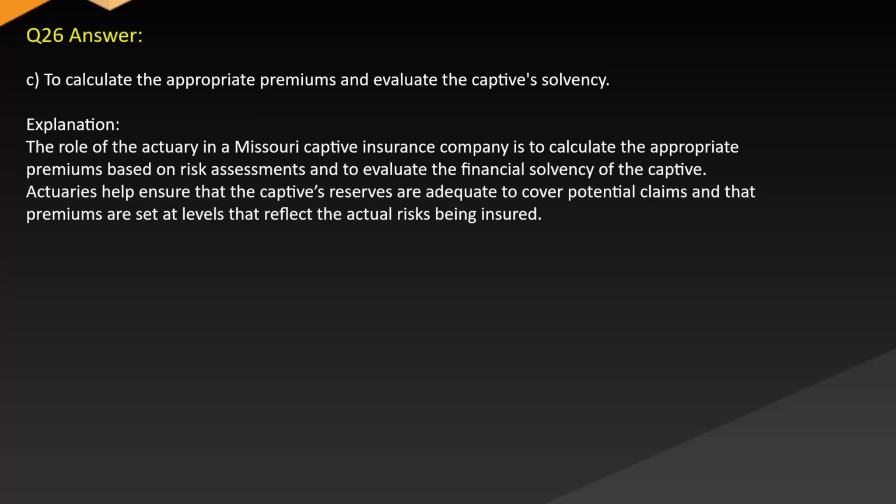Answer. C. To calculate the appropriate premiums and evaluate the captive's solvency. Explanation. The role of the actuary in a Missouri captive insurance company is to calculate the appropriate premiums based on risk assessments and to evaluate the financial solvency of the captive. Actuaries help ensure that the captive's reserves are adequate to cover potential claims and that premiums are set at levels that reflect the actual risks being insured.